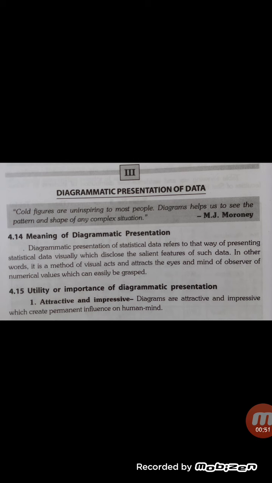This means in diagrammatical presentation of data, we use a few diagrams through which we explain the data we had collected. There are a few diagrams that we use, like line, bar graph, square diagram, rectangular diagram, pie chart. These are the few different types of diagrammatic presentation of data.